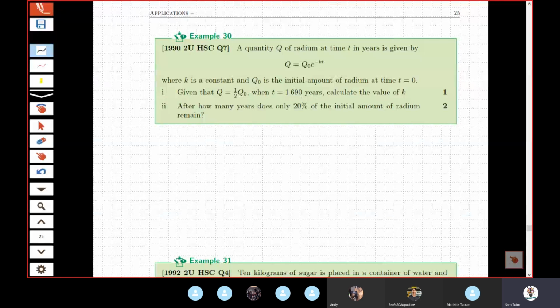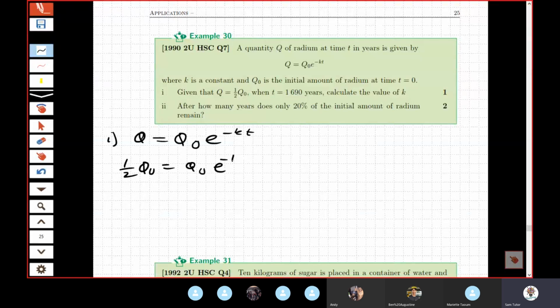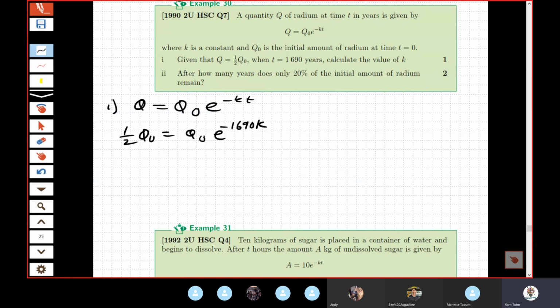Okay, that sounds like a whole bunch of weird stuff, right? But all it's saying is this is your formula, and we know that Q is half of Q naught when time is 1690. And of course, what letter would you eventually solve for? It's saying find k. Well, can you guys see that if I've got Q naught and Q naught on here, I can just cross them out, they're the same, when you divide. So you're up to this stage: half equals e to the negative 1690k.